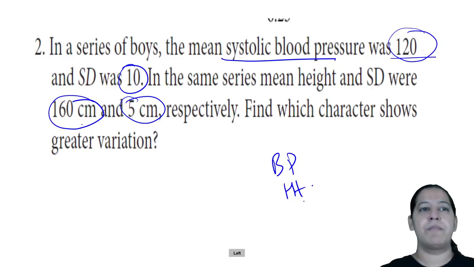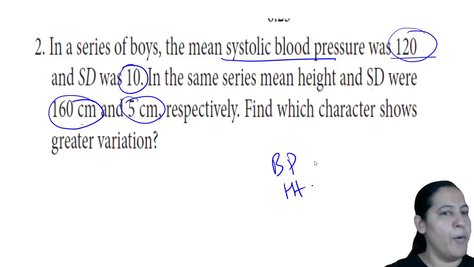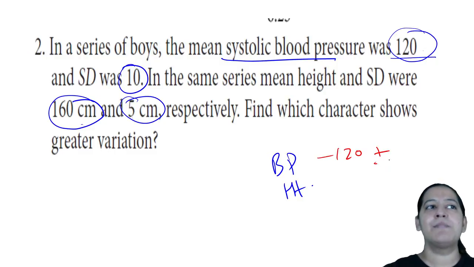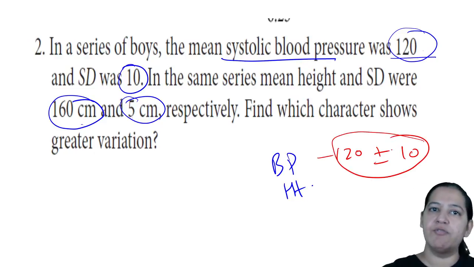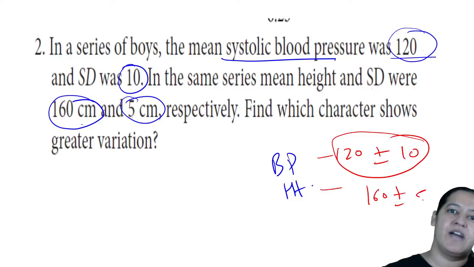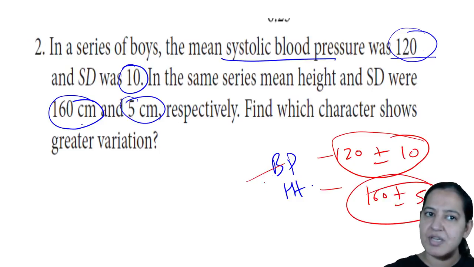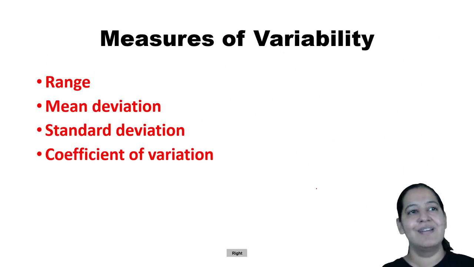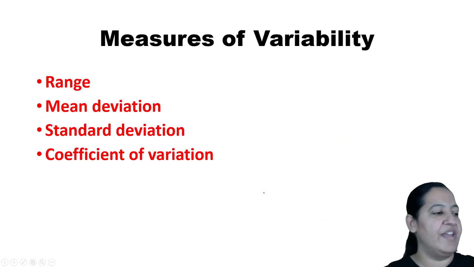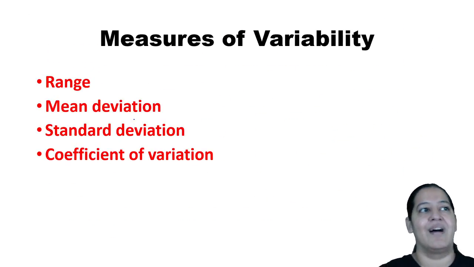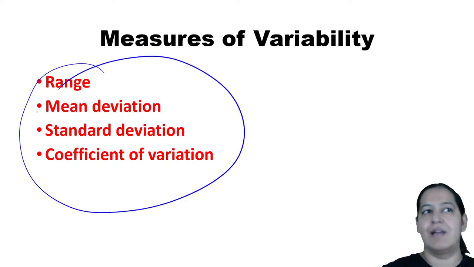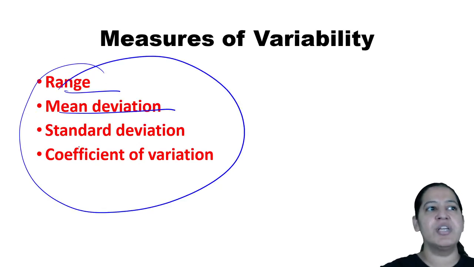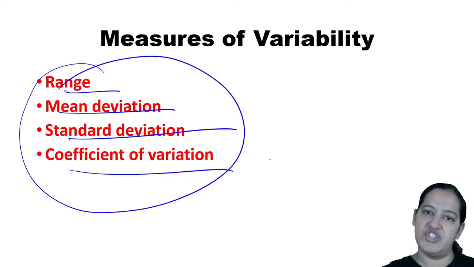So average blood pressure for all the boys is 120 plus minus 10. Some have plus 10, some have minus 10, but all the values will be within plus minus 10. And average height is 160 plus minus 5. So blood pressure is having more variance than height. Done? So that is how you calculate coefficient of variation. Give me a thumbs up if you got it. I tried hard. So all four are done: range, mean deviation, standard deviation and coefficient of variation.